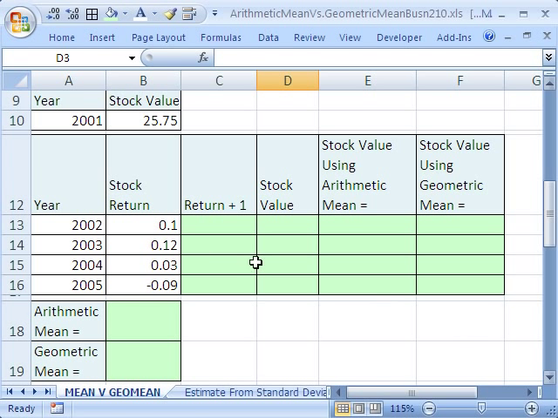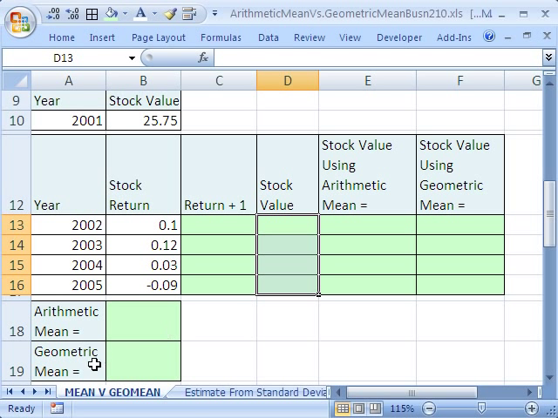Now, here's our example. In 2001, there's a stock value of $25.75. Over the next several years, here are the returns: 0.01, 0.12, 0.03, and minus 9%, or minus 0.09. First, let's just figure out the actual stock values at the end. Because here's the starting value. Well, for this first one, we'll do that stock value here.